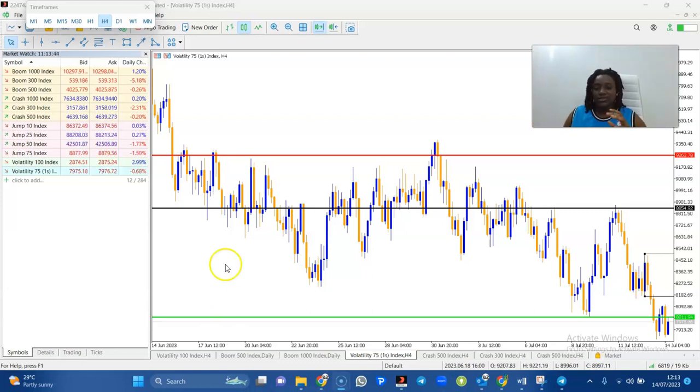Firstly, you notice that I have three lines on the screen. I have my black horizontal line here, which signifies my entry position. This is where I took the trade. This was the entry point. Here's my stop loss, and right here was my take profit that has already been hit, as you can see.